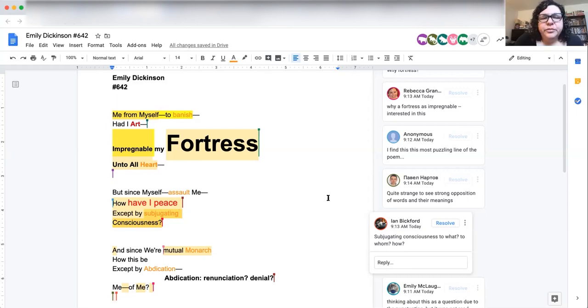"Had I art, impregnable, my fortress." Impregnable was a puzzling word for me because I don't come across it very often. I had to check the dictionary to find out the meaning. Unable to be captured is very appropriate for the fortress. "Impregnable, my fortress, unto all heart."